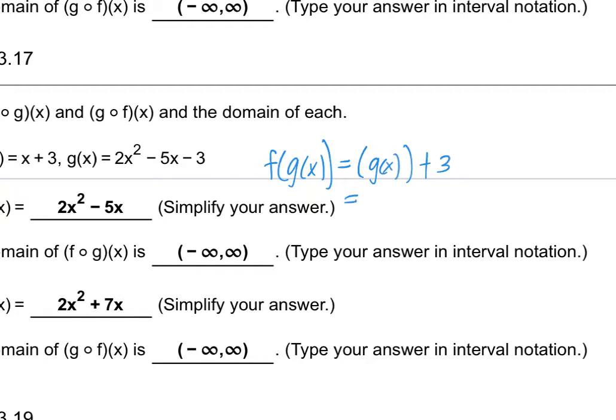So what is g of x? G of x is 2x squared minus 5x minus 3 plus 3. And so that negative 3 and positive 3 end up canceling to just give you 2x squared minus 5x.